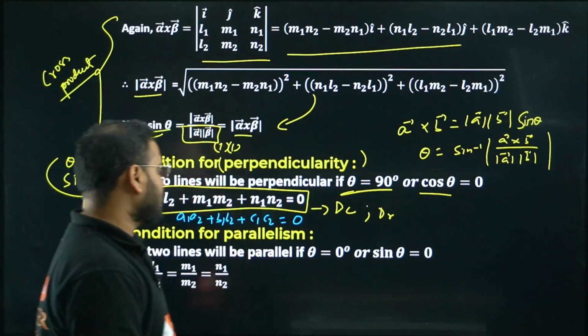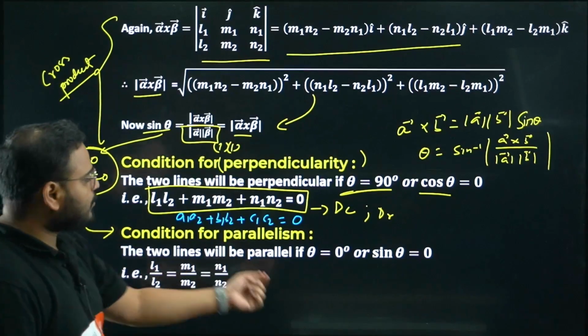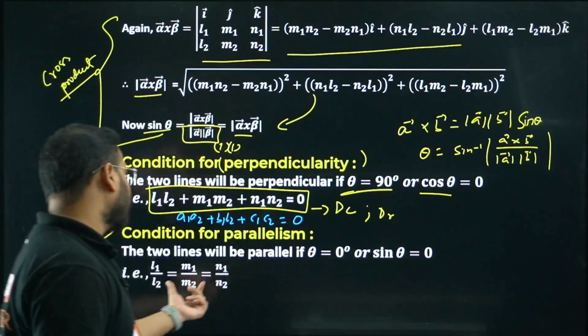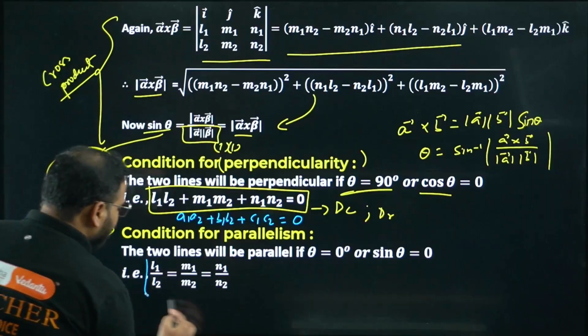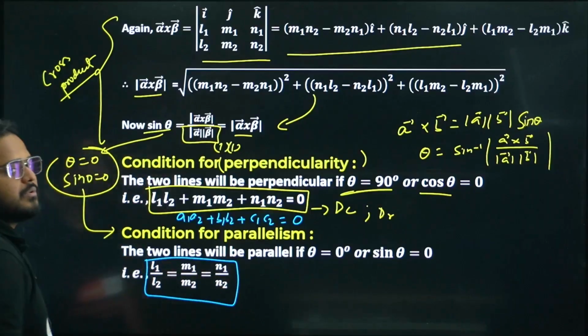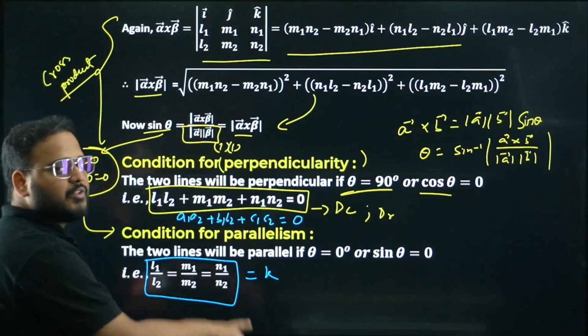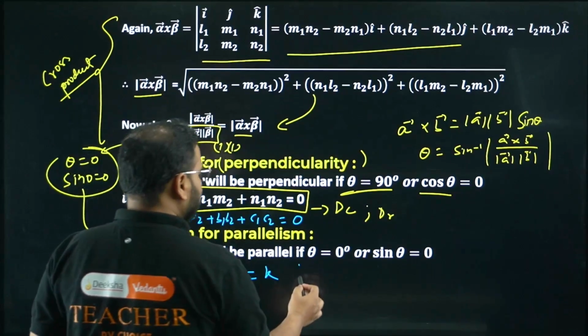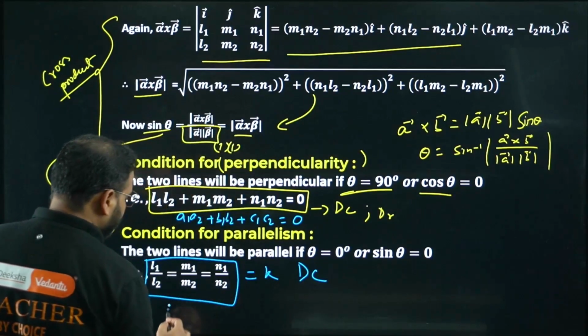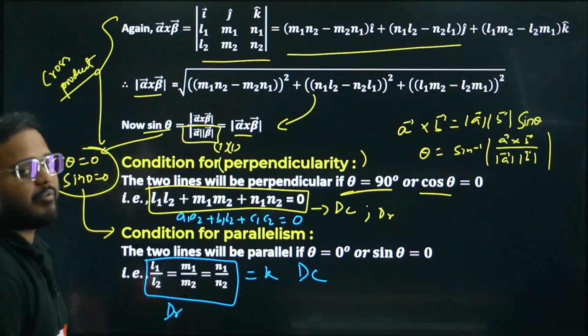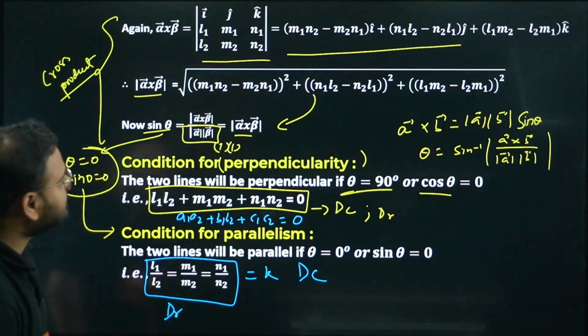Okay, same way, let's move on now to parallelism. When theta is 0, sin theta equals 0. The same concept will repeat again. L1 by L2, M1 by M2 and N1 by N2 become equal to a constant, which can be taken as K. This concept is given for DC, and the same can be repeated for DR as well. I hope this makes sense to you.